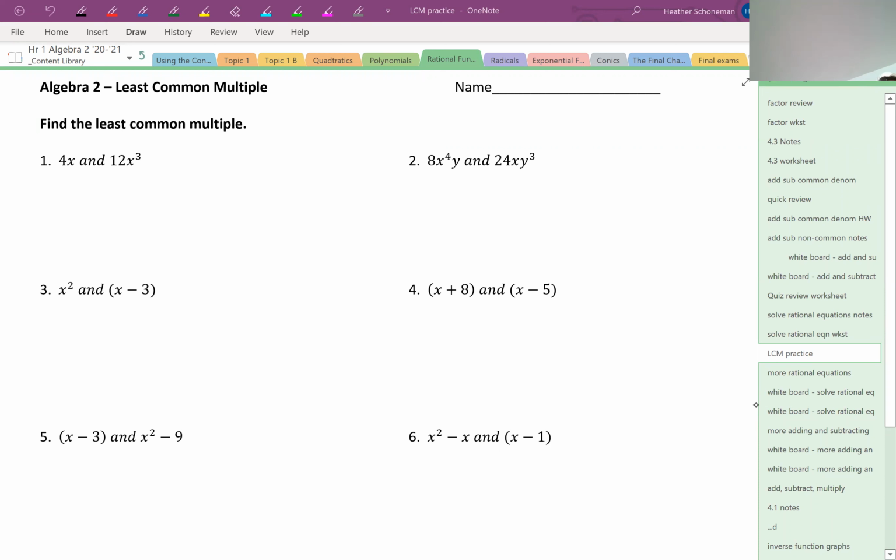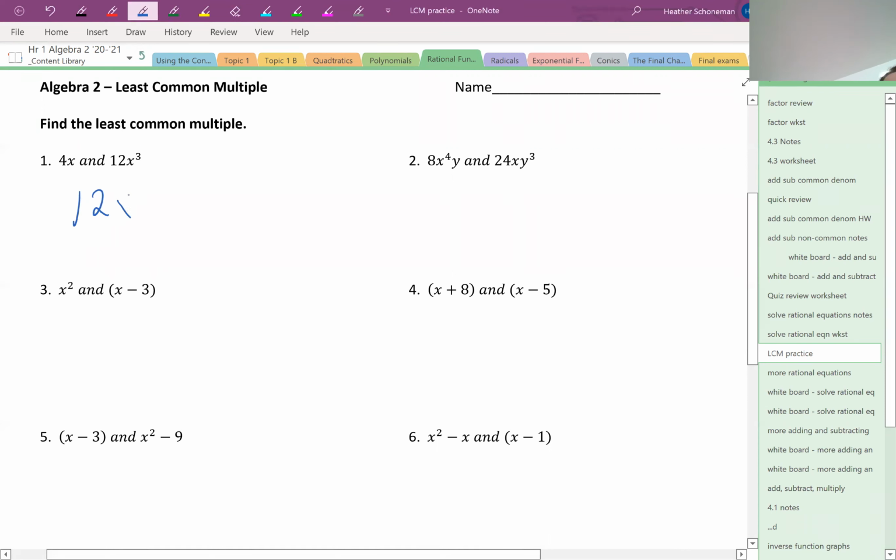So the first thing we looked at is least common multiple. In our first two examples, there are no pluses and minuses, so we don't need to worry about factoring. We're just going to treat the numbers and the variables as two separate things. So the least common multiple of 4 and 12 would be 12. For the variables, this one has 1 x and the other has 3 x's, so you don't combine them into x to the fourth. You just take whoever has the most, which is x cubed.